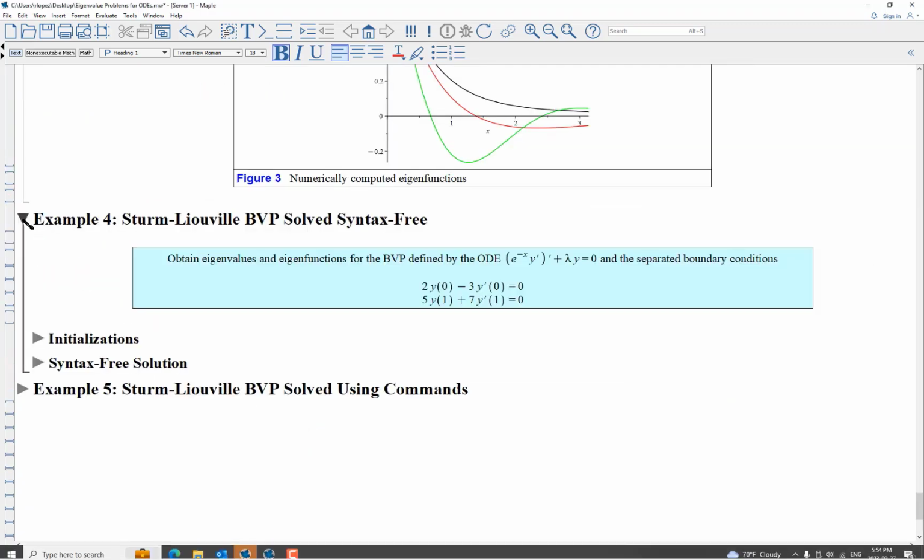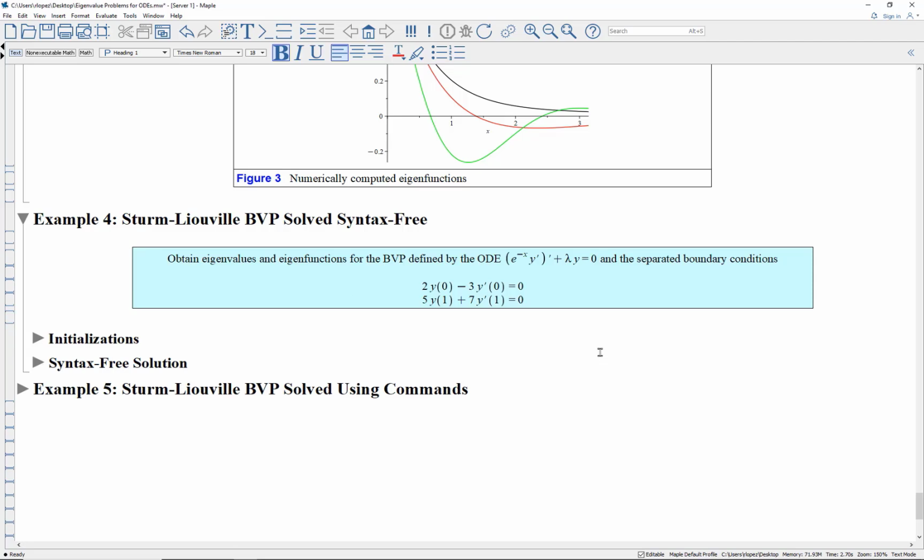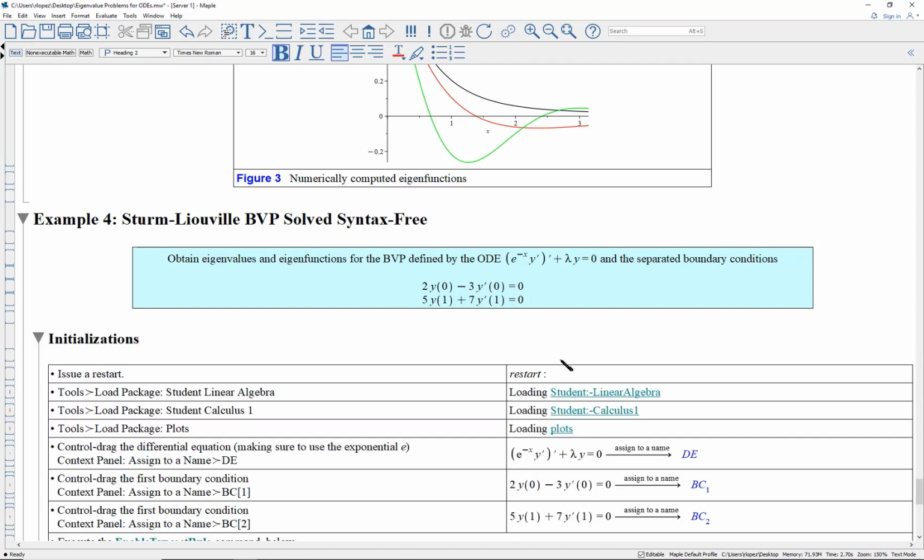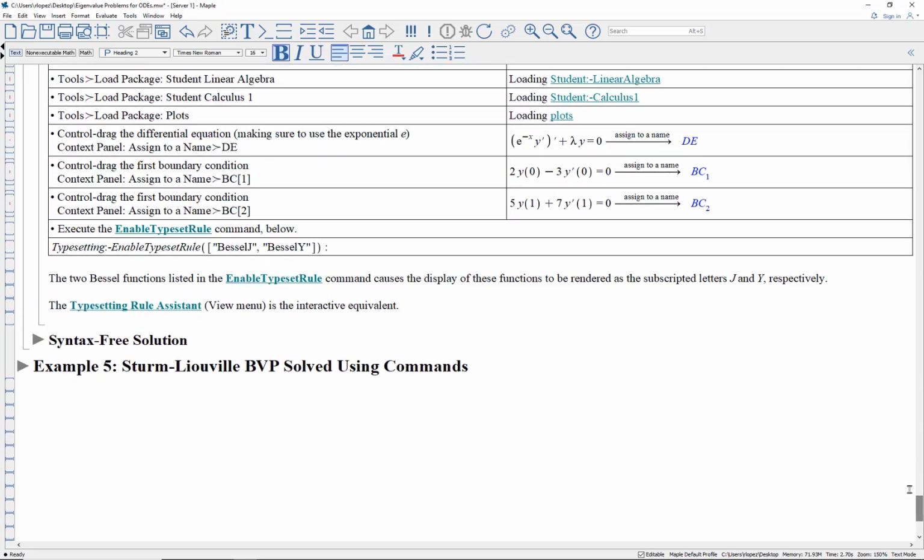So now I dug up an actual Sturm-Liouville boundary value problem. Here is the equation, and here are the separated boundary conditions, homogeneous. Let's initialize Maple so that we can solve this problem. You see, I began with a restart to clean up everything, and then I loaded these three packages: linear algebra, calculus 1, and the plots package. Here's the equation. I give it the name DE. Boundary condition number 1, boundary condition number 2.